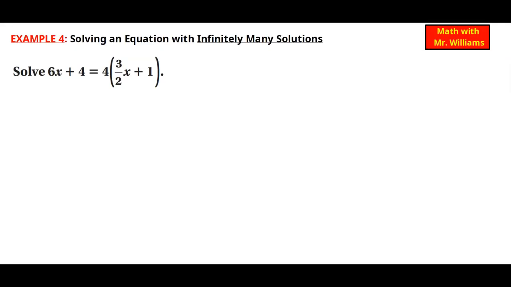Math with Mr. Williams, example 4, solving the equation with infinitely many solutions. So solve 6x plus 4 equals 4 times 3/2 x plus 1 in parentheses. Okay, so let's go ahead and rewrite our equation. All right, let's draw our line of equality. And we see on the left, we have a 6x plus 4, but on the right, we do have a distributive property. So I'm going to go ahead and take care of that distributive property first.